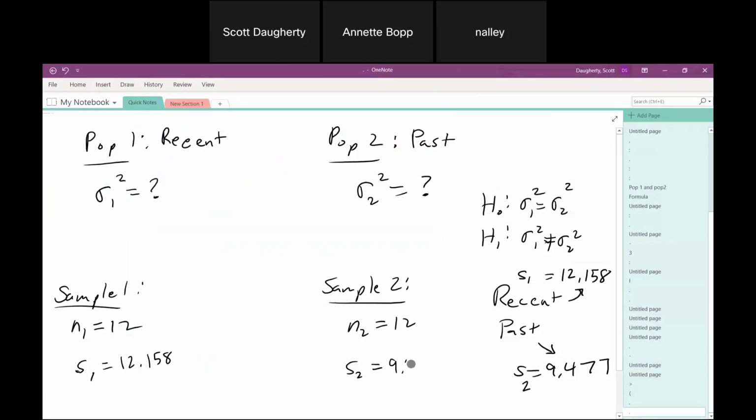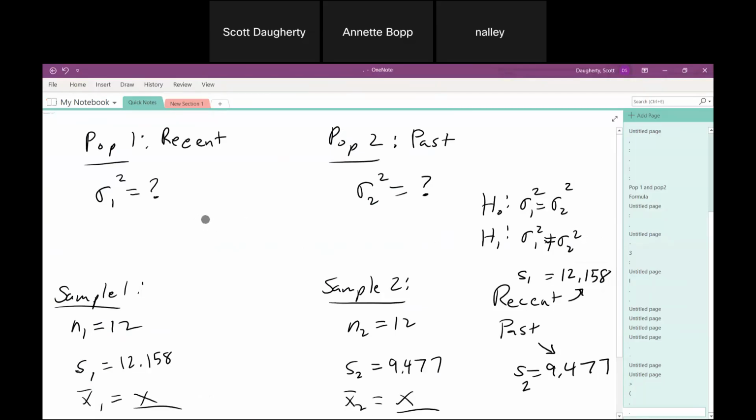S2 is 9.477. By the way, you don't need to know the sample means. This is not required. It doesn't matter what the sample means are, so don't worry about these. I mean, you could have written them down if you wanted to, but don't change anything in the problem. So then you'd go and run the test. Okay, so here's your null and alternative hypothesis. And then you'd run the test.